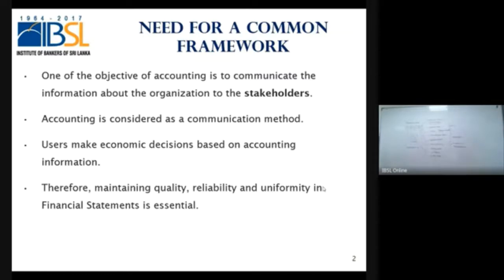Sometimes you might be asked, what are the most important or valuable characteristics of financial statements? So you have to say that it should be of good quality, it should be reliable, and it should be uniform.